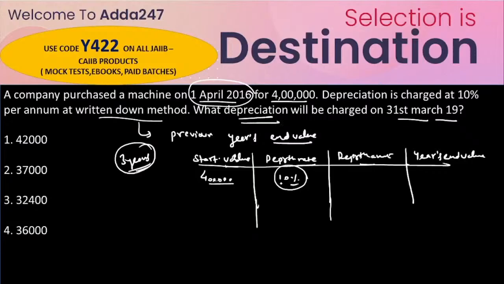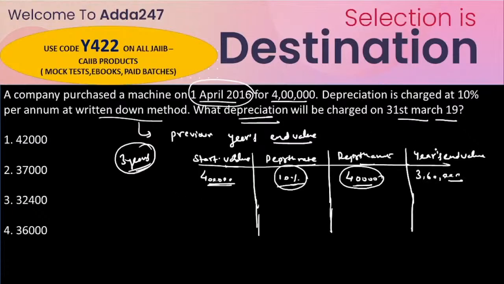The depreciation rate given is 10%, and the starting value given is 4 lakh rupees. So the depreciation amount would be equal to 40,000 rupees. I think it is fine for everyone. After that, subtract this 40,000 rupees from the 4 lakh rupees, and the first year's end value would be 3,60,000 rupees.